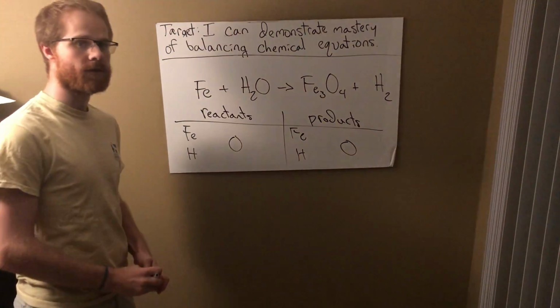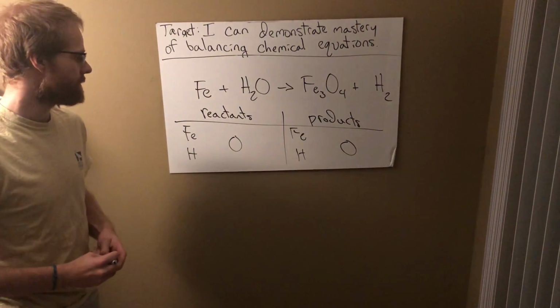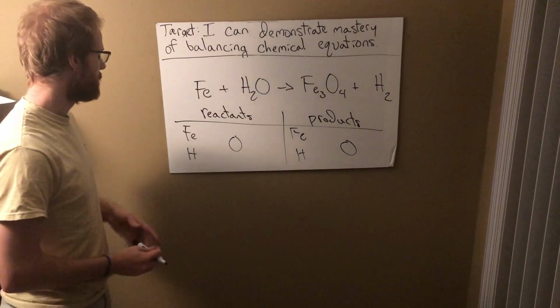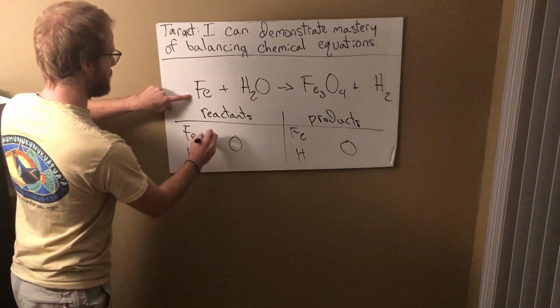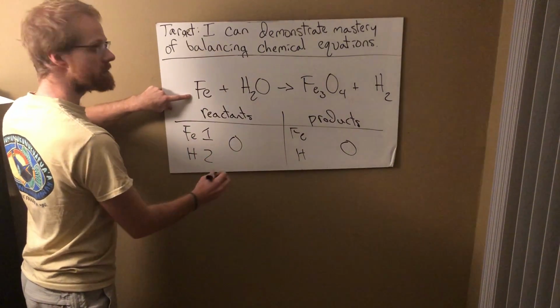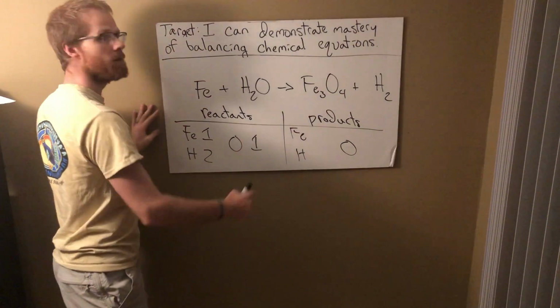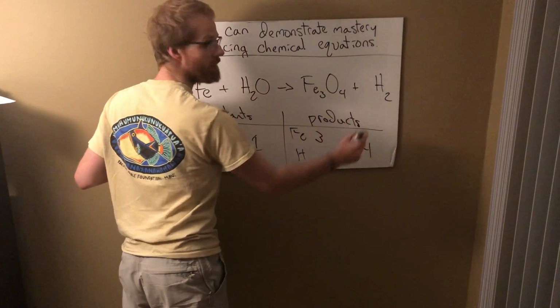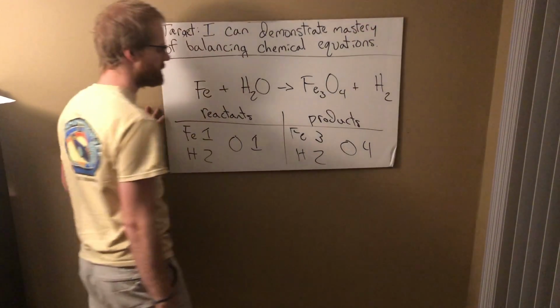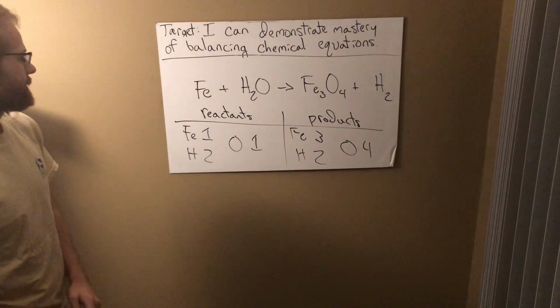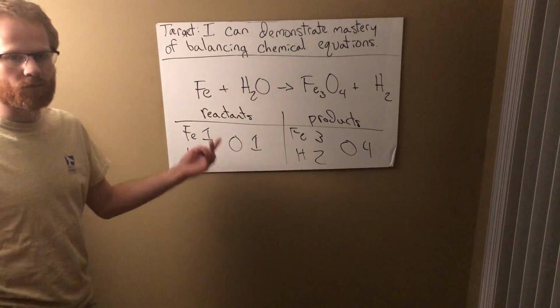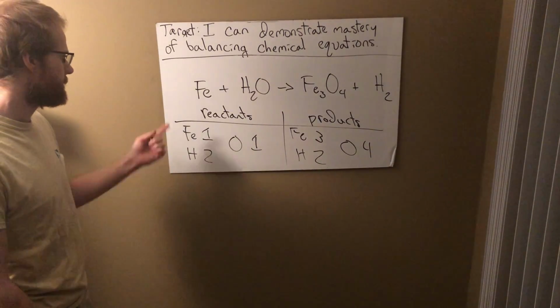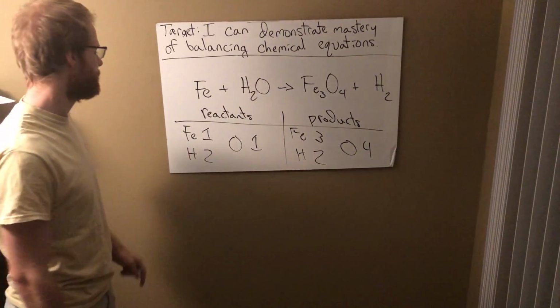All right, now that you've had a little bit of time to go over this problem, let's see if you did it correctly. Real quick, we've got 1 iron atom, 2 hydrogen atoms, and 1 oxygen atom. We've got 3 iron atoms, 4 oxygen atoms, and 2 hydrogen atoms. Cool. All right, so let's balance our iron. Iron's in one place on both sides. It's the very first one, so let's start with iron.